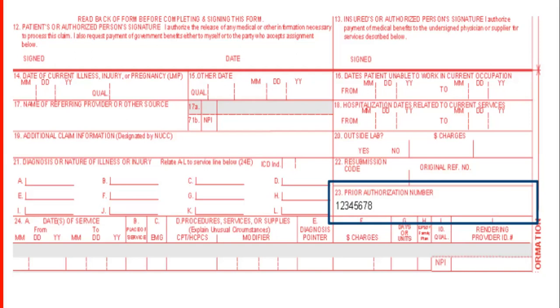So if one day I said, what number block does your prior authorization go in on a CMS 1500 form? You could say 23, but this is towards the bottom on the right if you were looking at a whole form.